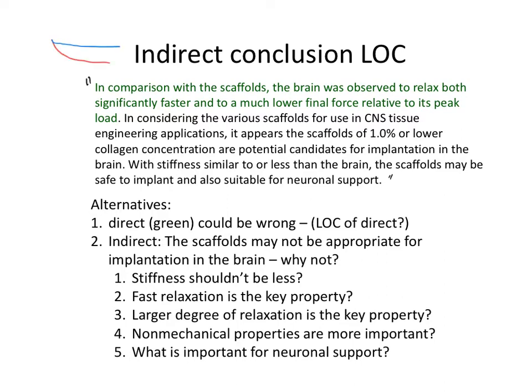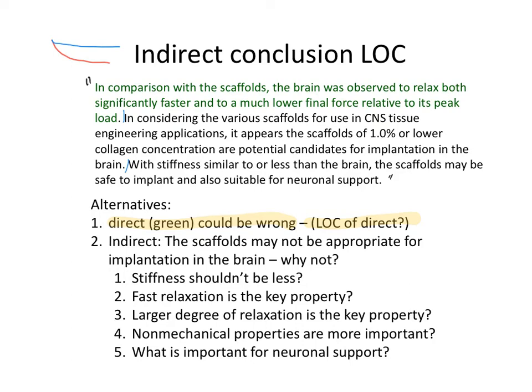In considering the various scaffolds used for central nervous system tissue engineering applications, it appears the scaffolds of 1% or lower collagen concentrations are potential candidates for implantation in the brain. Okay, so we stop here. This first part in green is just a reiteration of the direct conclusion. So of course we have to consider that could be wrong. We'd have to go back and interpret that. We won't do that in this exercise now because we've already done it, illustrated that skill.